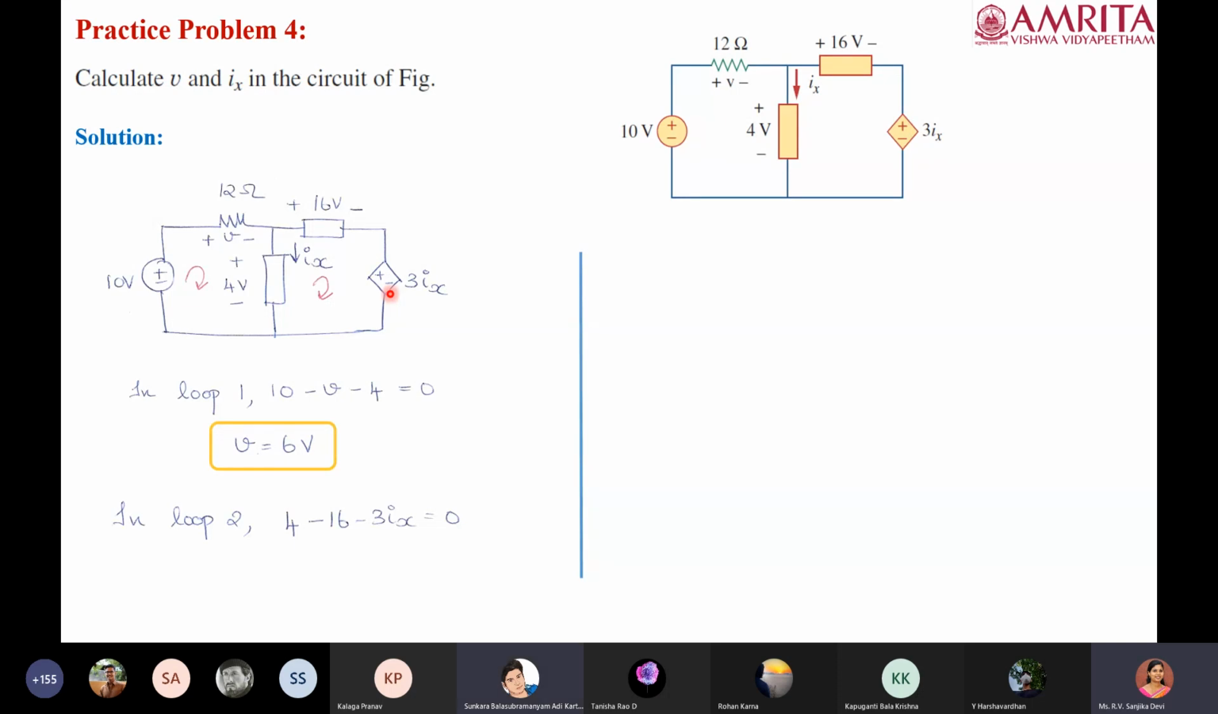So ix will be... Ma'am? Minus, let me complete. So ix will be minus 4 amp. Okay.